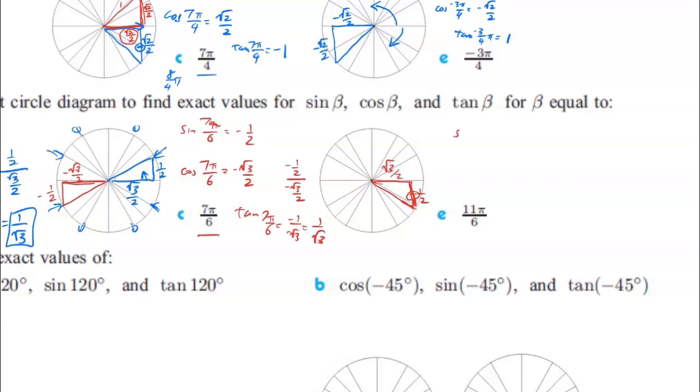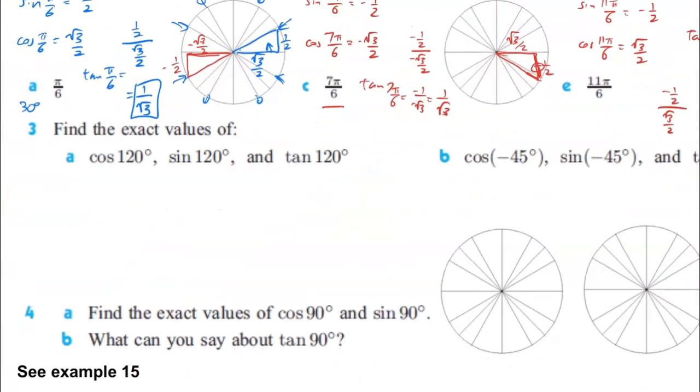So let's find the sine of 11 pi over 6. That would be the y value, the y-coordinate, so it'd be negative 1/2. The cosine of 11 pi over 6 would be the x value. The x-coordinate would be square root of 3 over 2. And of course, the tangent of 11 pi over 6 would be negative 1/2 over square root of 3 over 2, which would be negative 1 over the square root of 3. So it would be a negative tangent value. Okay? All right. Let's go to the next one.